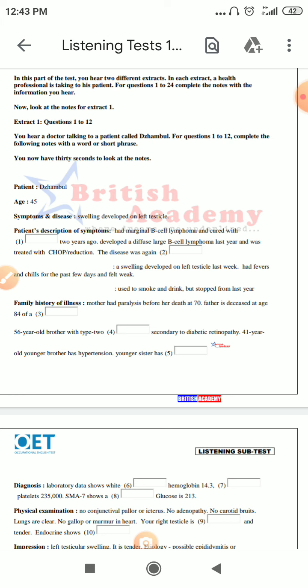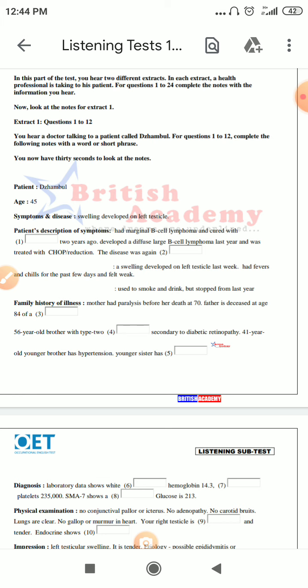Okay, my name is Dishabal. I'm 45 years old. I have swelling developed on the left testicles. Can you please help me? So please give me a detailed picture regarding your condition. We'll talk to the patient. So the patient gives a description of the condition.